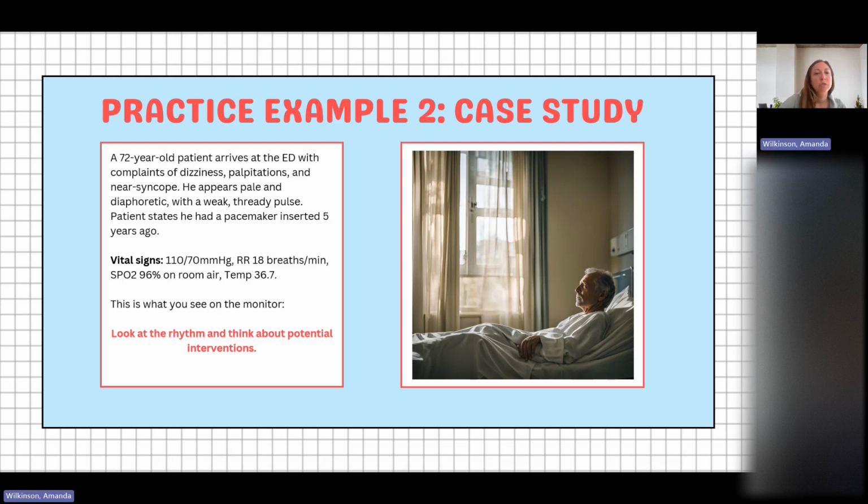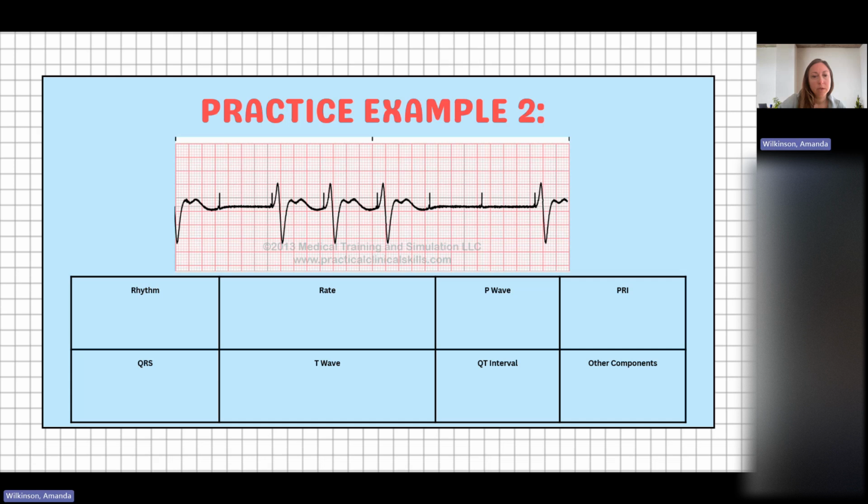A 72-year-old patient arrives at the ED with complaints of dizziness, palpitations, and near syncope. He appears pale and diaphoretic with a weak, thready pulse. Patient states he had a pacemaker inserted 5 years ago. His vital signs: blood pressure 110/70, respiratory rate 18, 96% on room air, and he's afebrile. This is what you see on the monitor after you hook him up. I'll give you guys a minute to interpret.